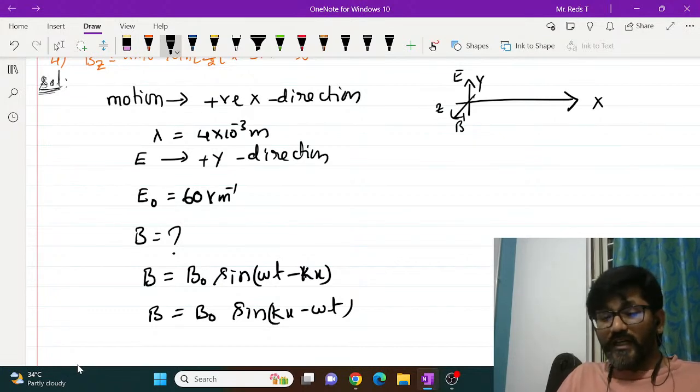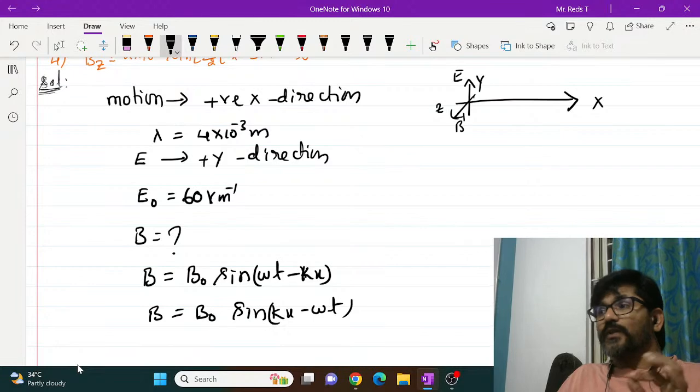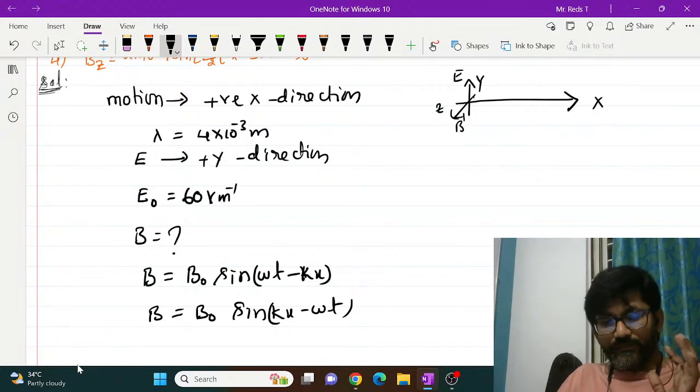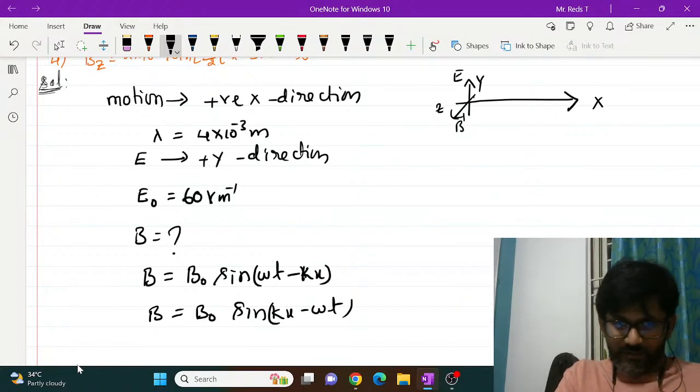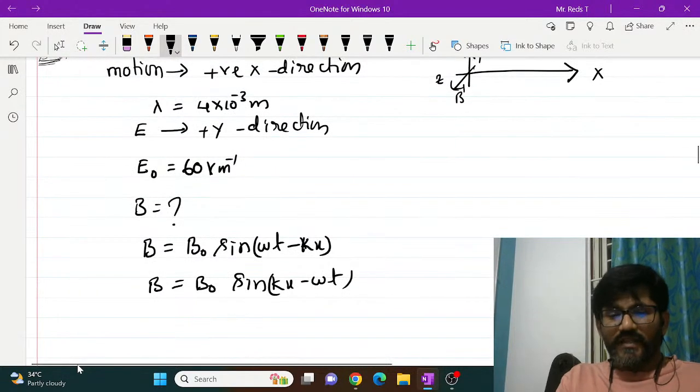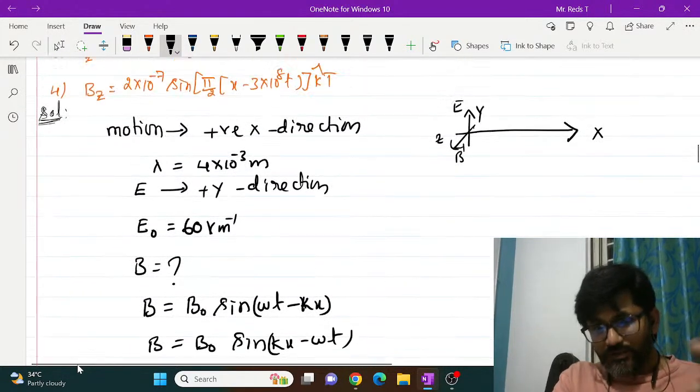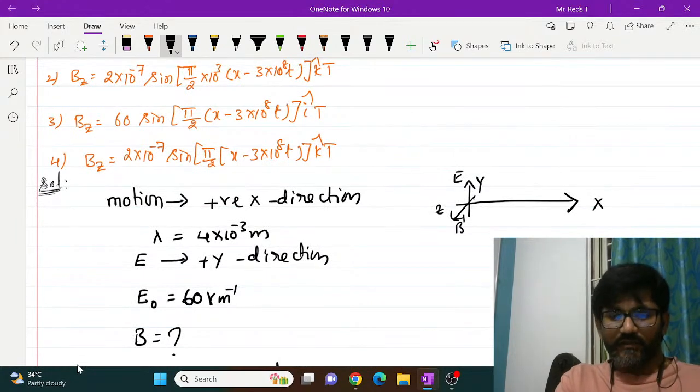Otherwise, if you take omega t plus kx or kx plus omega t, it means both have the same sign, or minus omega t minus kx, like that, then the wave should be moving along negative x direction. You have to keep this in mind as a mnemonic. If a wave is moving along positive x direction, then the omega t and kx terms should have opposite signs. Let's try to remember. Now, what is B naught? What is k? What is omega? Based on the options, you have to simplify. That is also important. You just have to carefully cross check.